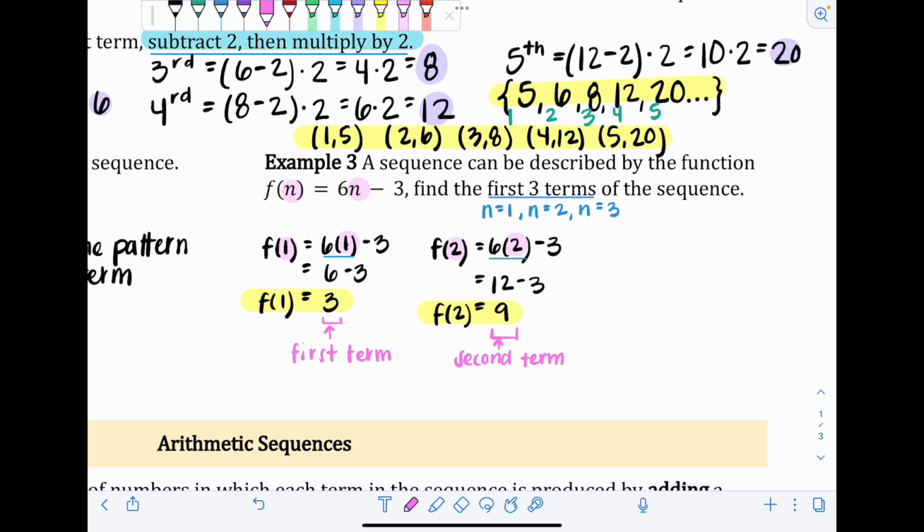So 3 was the first term, 9 was the second term, and the last one we needed to find was the third term. So we'll find f of 3, which means that 3 goes into the function where n is. It was 6 times n, so it'll be 6 times 3, and then minus 3. We simplify the multiplication first, so 6 times 3 is 18, and then minus 3. 18 minus 3 is 15, so f of 3 is 15, and that means that the third term is 15.